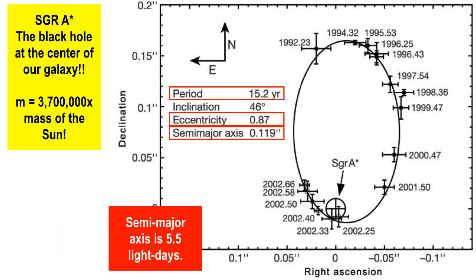Now, the semi-major axis, 119 milli-arc seconds, in actual distance, 5.5 light days, all right? Now, that's way bigger than the solar system. So this thing's out there. It's circling the black hole, but it's way far out, 5.5 light days. It's fairly close, all right? It's not a light year. You know, it's close, way closer than Alpha Centauri, but it's way past the comets and stuff like that, all right?